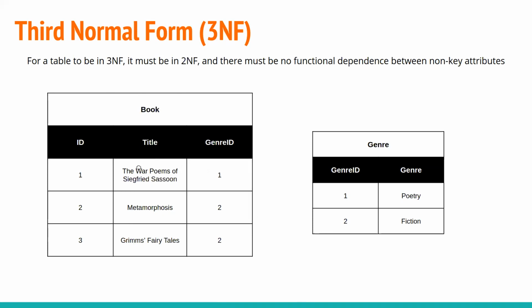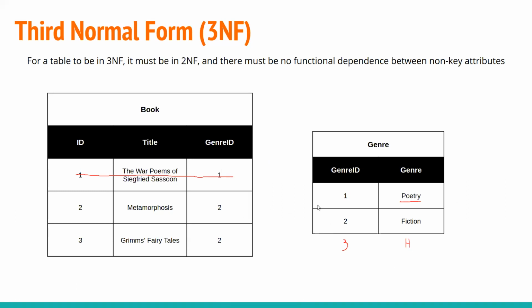Okay, cool. The main thing here is that now genre is in a separate table, and you can see this solves all of our problems. Our deletion anomaly: if we delete the war poems of Siegfried Sassoon from the table, it doesn't matter. We still know that poetry exists as a genre. So the deletion anomaly is fixed. For our insertion anomaly, if we wanted to add the historical genre, we can just put a 3 here and make this history. So our insertion anomaly is fixed.